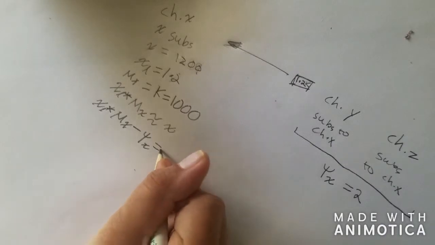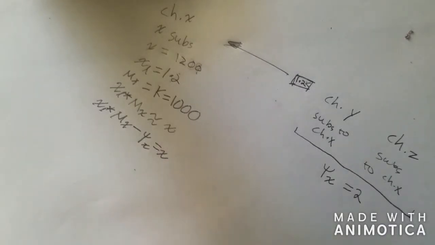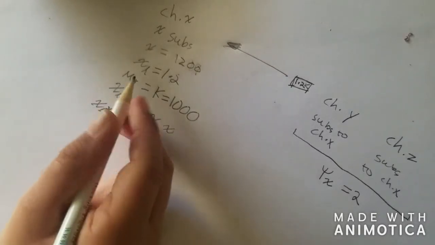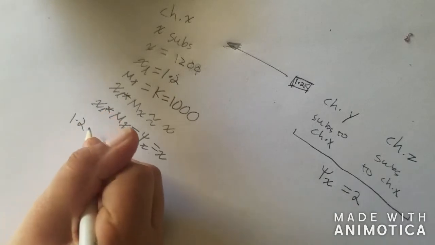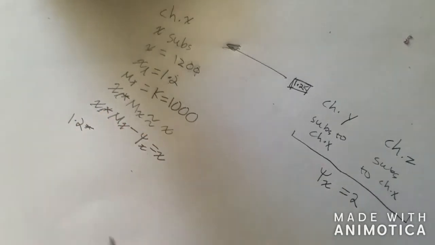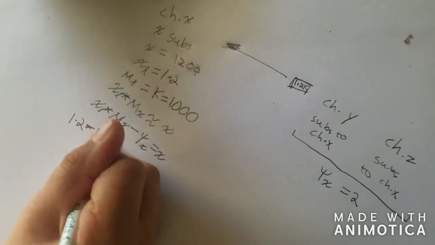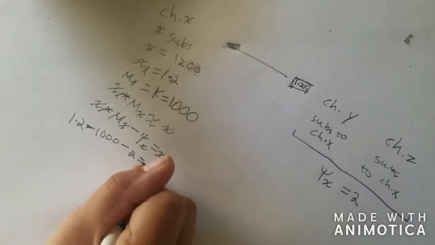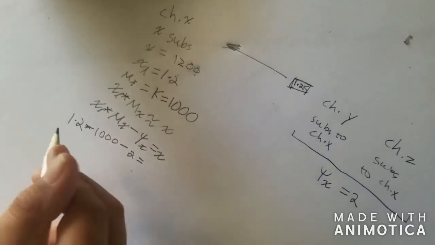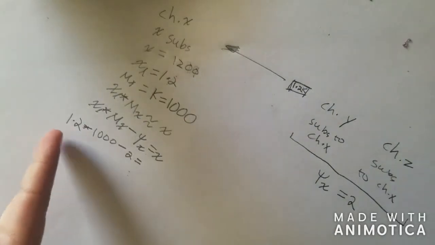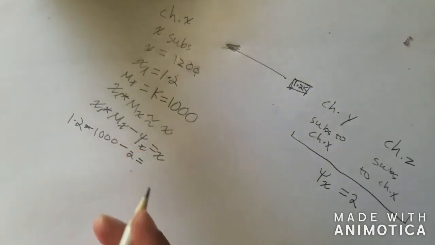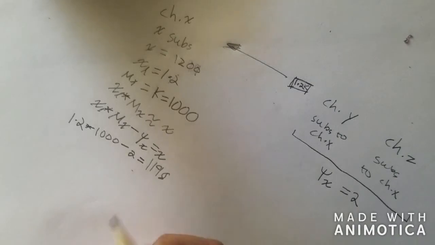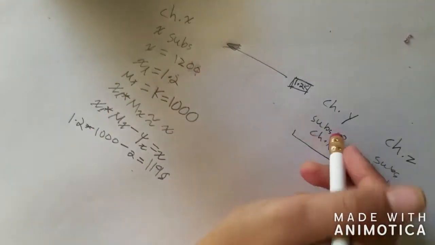equals X. So we can do this to solve that. XL is 1.2 times MX, which is 1,000, minus CX, which is 2, equals, so 1.2 times 1,000, that's 1,200, minus the 2 is 1,198.